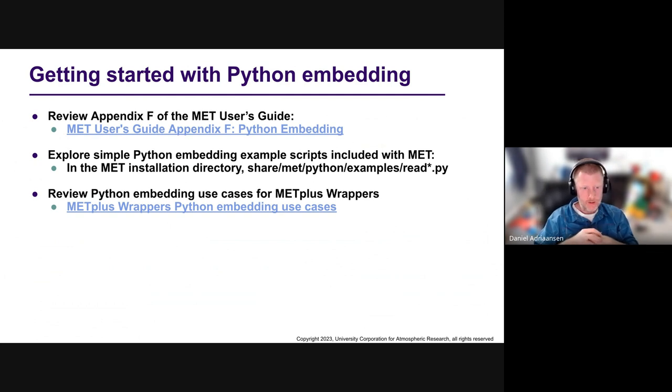The other thing I would recommend is there are simple Python embedding example scripts included with the MET installation. So wherever your MET software is installed, there is a directory here, share/met/python/examples. And there are a bunch of Python scripts that start with read. Those are great scripts that you could copy to your own area and modify for your data sets because they handle some of the conversion, naming, and other requirements that are needed already. Or you could just use them as a reference if you want to write your own script from scratch.